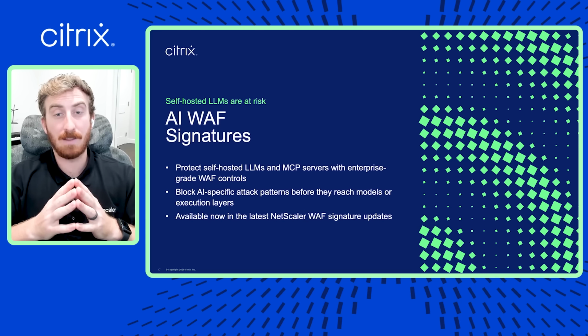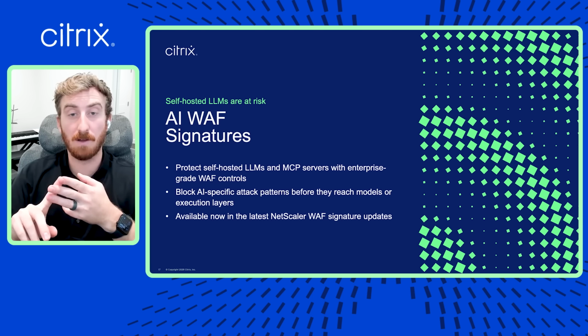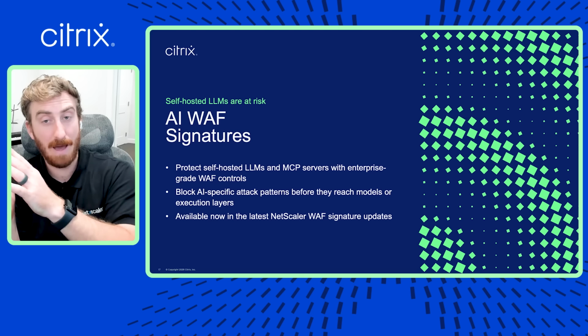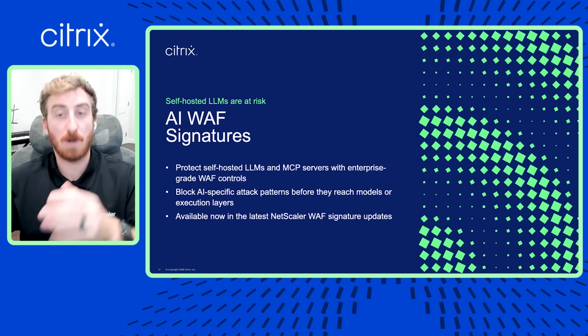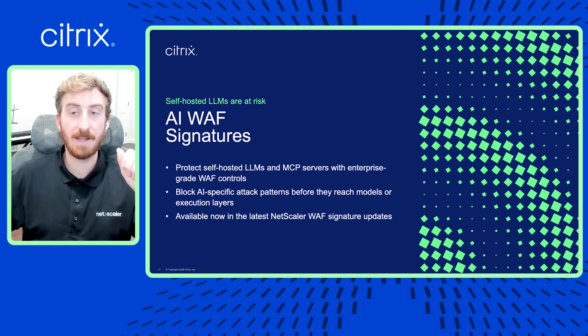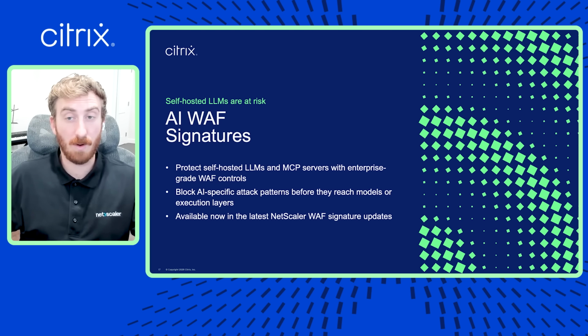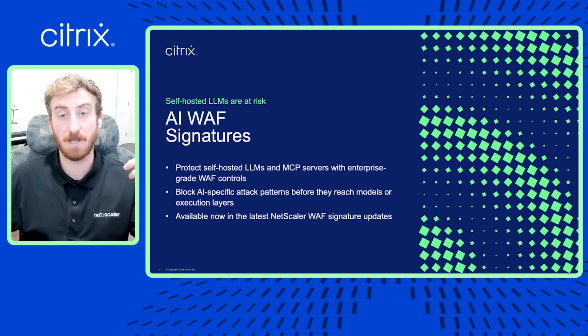So attackers can embed things like prompt injection patterns, malformed JSON, or oversized payloads that attempt to bypass application logic before traffic ever reaches the model or execution layer. So that's why having a first line of defense still matters for these new things. NetScaler's first wave of WAF protection for LLMs helps stop malicious requests early, before they lead to things like unauthorized data access, back-end exploitation, or downstream system impact.